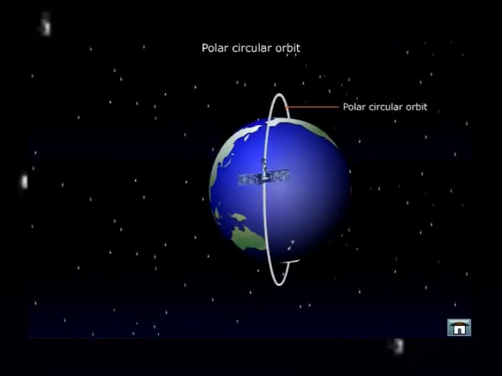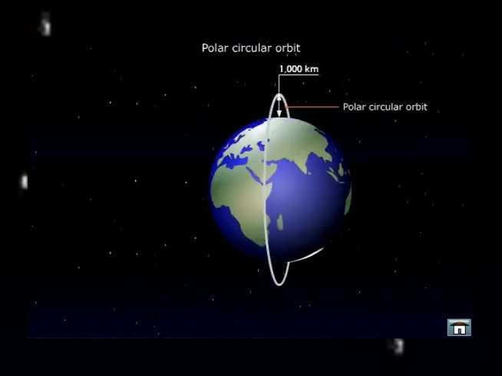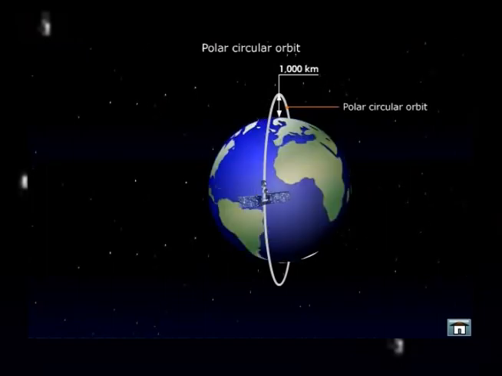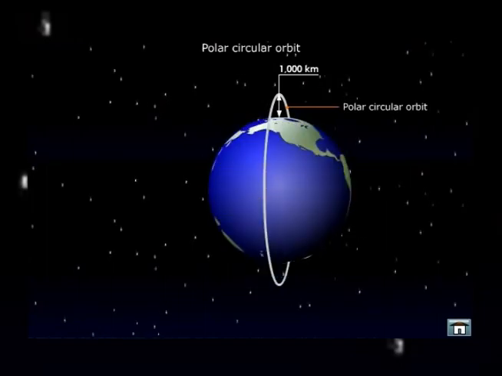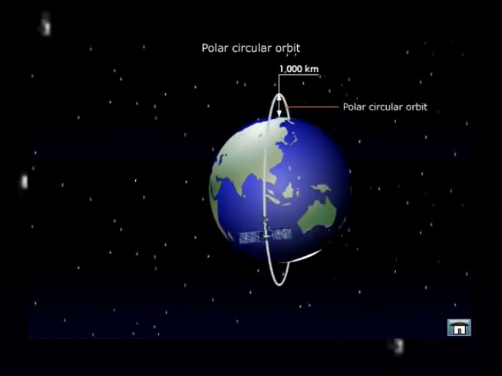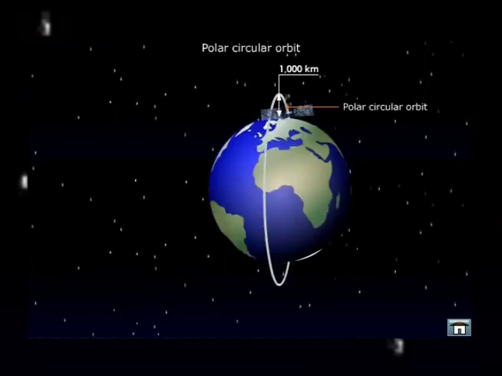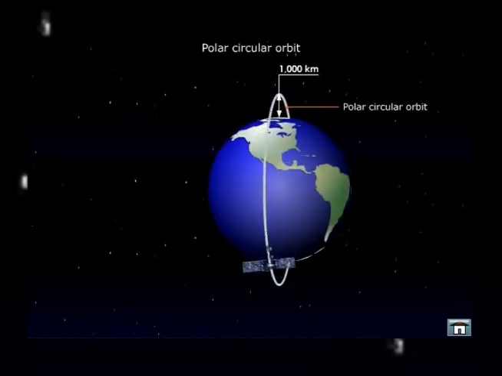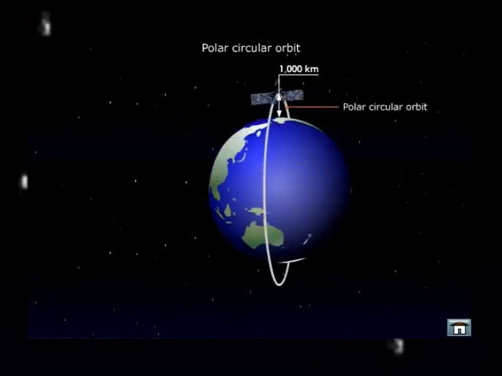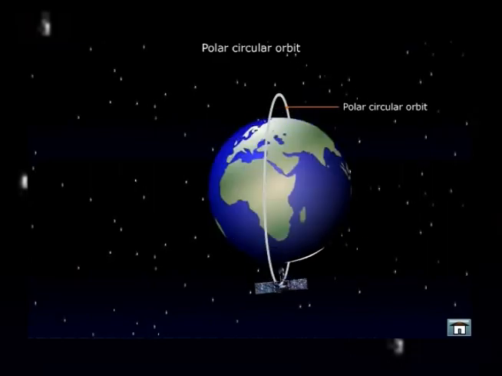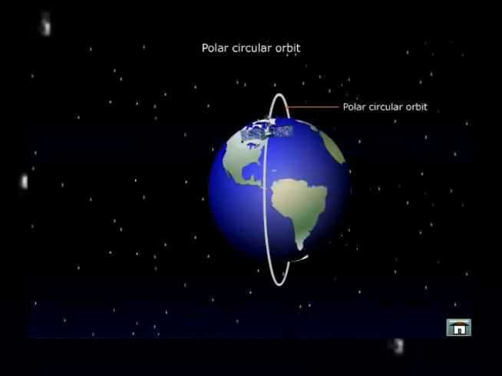A polar circular orbit is placed 1,000 kilometers above the Earth's surface. It passes over the poles with the angle of inclination of this orbit being 90 degrees. It covers the whole Earth every 12 hours. Satellites used in weather forecasting are launched in polar orbits.